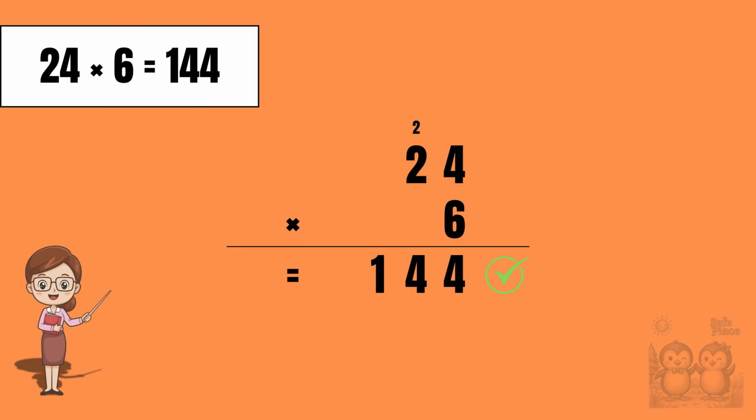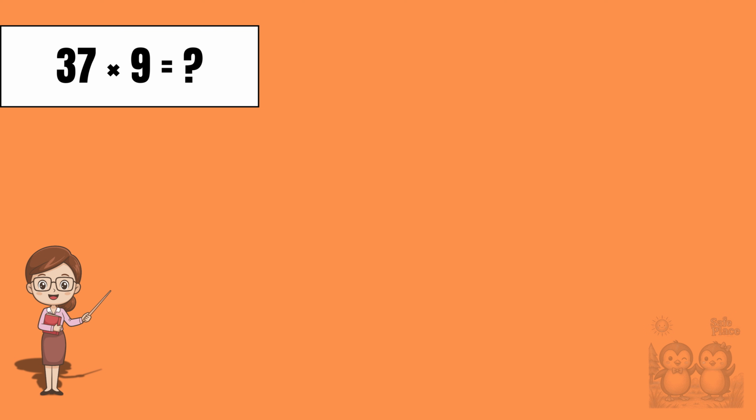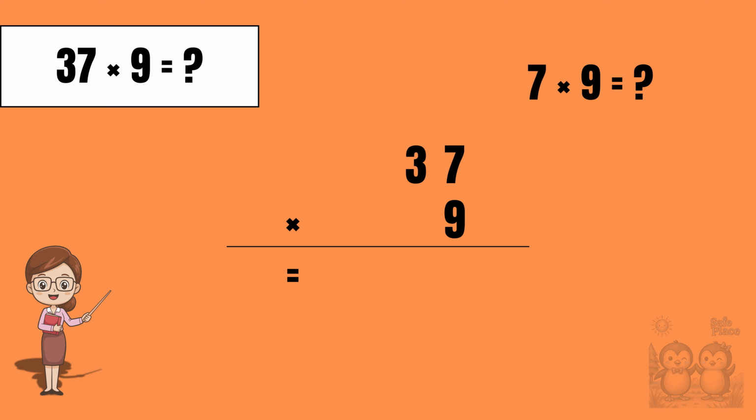Ones first, then tens. To solve 37 times 9, we use the column method. First, write the numbers in a column. Step 1. Start with the ones column. Always begin on the right side.